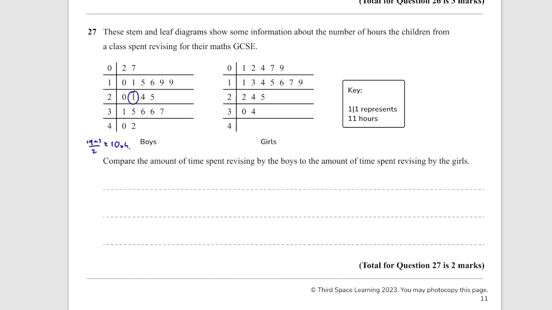And likewise for the girls, we've got 1, 2, 3, 4, 5, 6, 7, 8, 9, 10, 11, 12, 13, 14, 15, 16, 17 girls asked. So 17 plus 1 divided by 2 is going to be 9. We're looking for the 9th value. 1, 2, 3, 4, 5, 6, 7, 8, 9. So that's the 9th value.